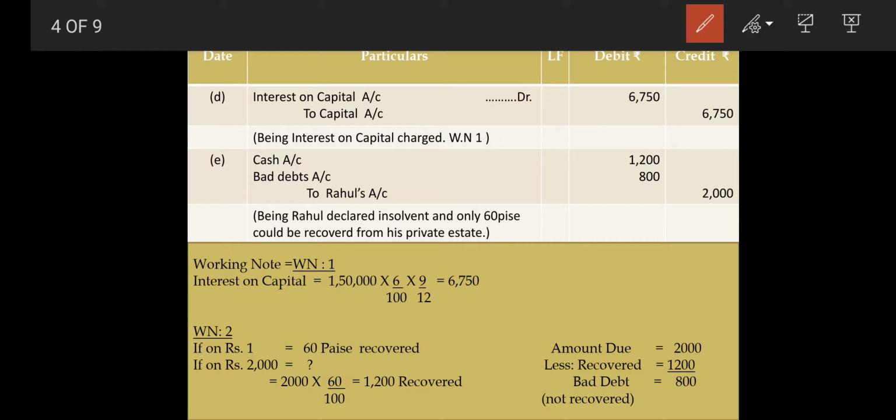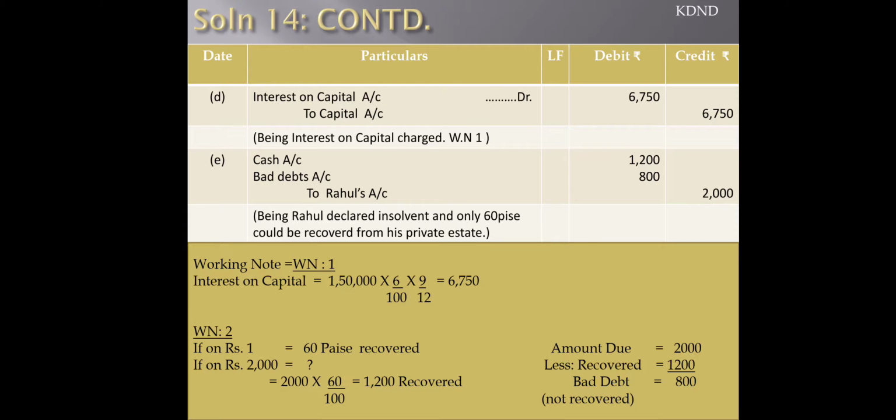So what is received? Cash is received, so debit, as we are very much aware. Bad debts itself is a loss. And Rahul is the giver of the bad debts and cash, so it will be credit. This way your transaction will be complete.